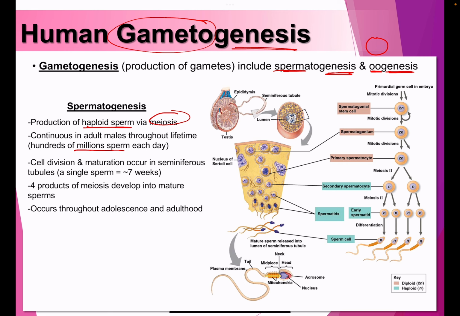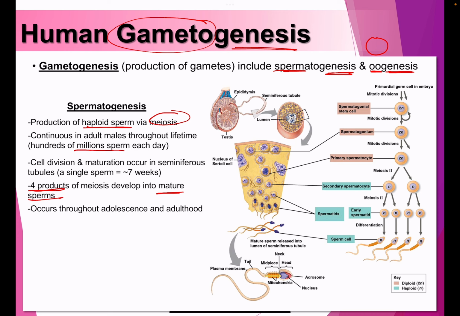And then cell division and maturation occur within the seminiferous tubules, where a single sperm takes about 7 weeks to go through the whole process of maturation before it's ready to be expelled out of the body. There's usually 4 products, or 4 resulting cells, of meiosis that will develop into mature sperm. I'll talk about that process over here in a bit.